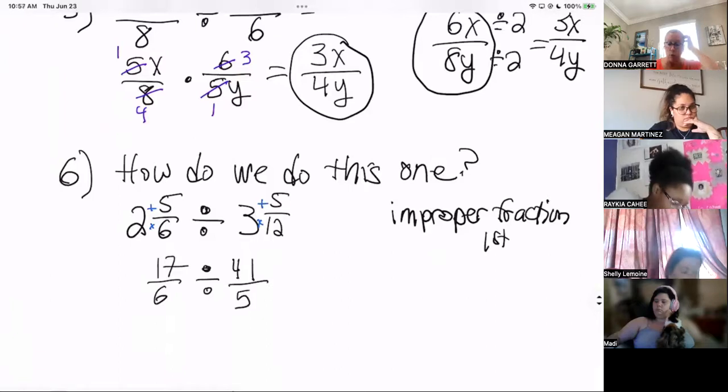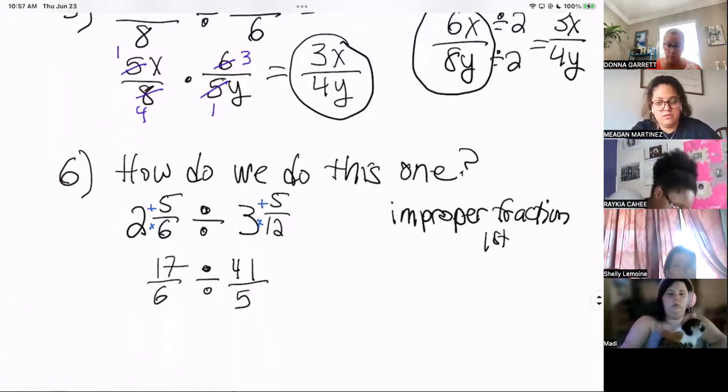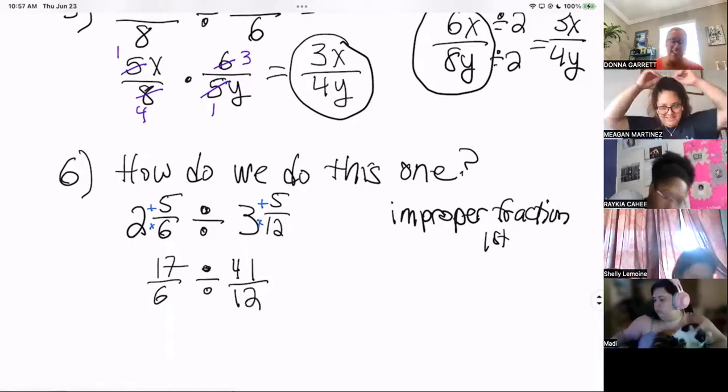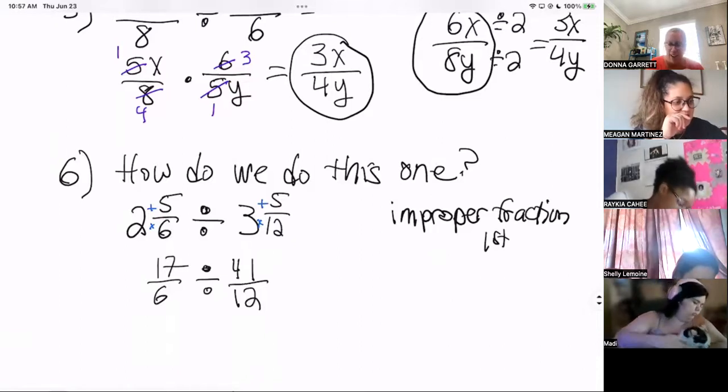Now, we are going to do keep, change, flip. Because we changed it to improper fractions, now we're going to do keep, change, flip. Why would it be over 5? Oh, it's not 5. It's over 12. I looked at the wrong thing. See how easy it is to do this wrong? Yes, thank you. I'm glad you pay attention. All right, equals.